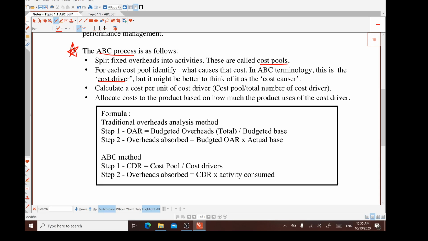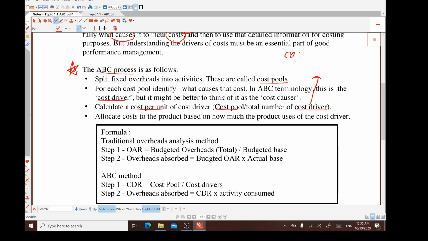Okay, calculate the cost per unit of the cost driver. That's the cost pool over the number of cost drivers. So you know what we call this? If you take the cost pool and divide by the cost driver, that's what we call the cost driver rate, to be absorbed back into the product, and that's the CDR.